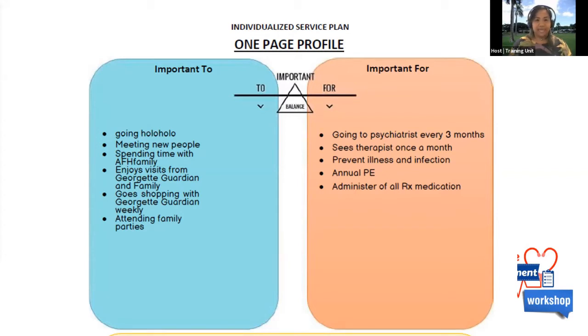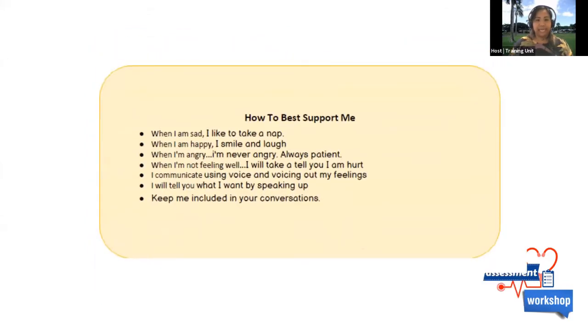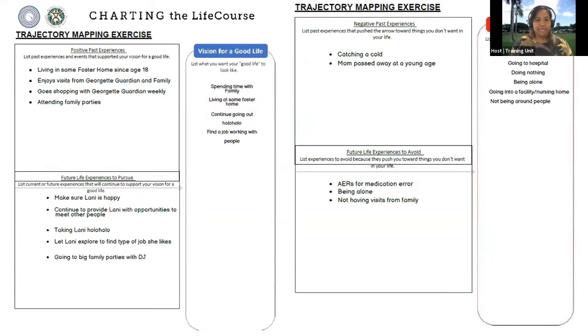Okay, next we have how to best support Lonnie. So she likes to take a nap when she's sad. She's also very happy. She communicates using her voice, and she would definitely like if you included her in your conversations. Okay, so more life course information. On the left of your screen, you will see the positive past experiences and positive future life experiences that she would like to pursue. Then on the right-hand side, those are things that she doesn't want.